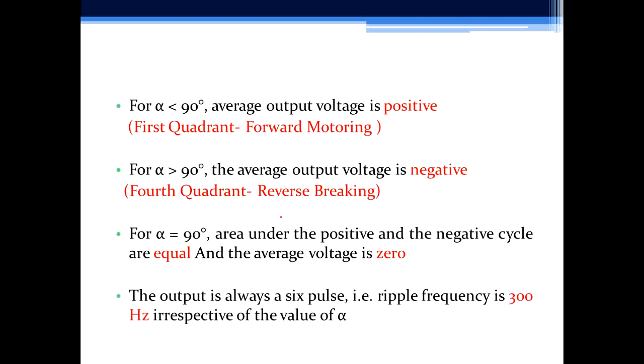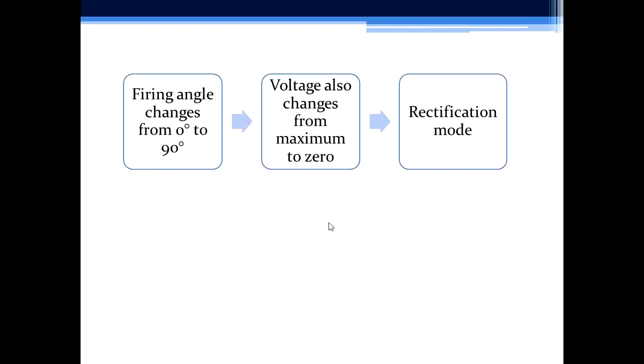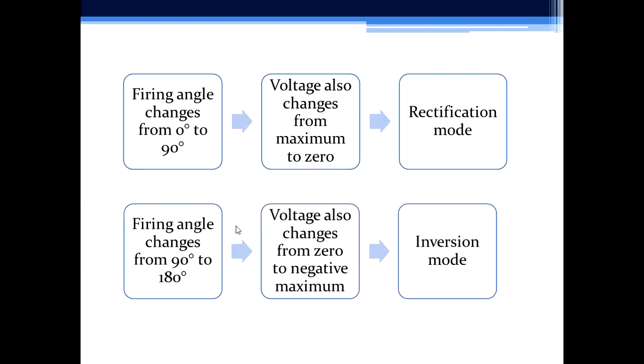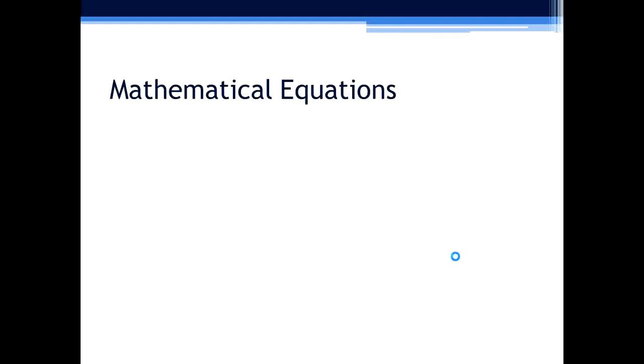The output has a ripple frequency of 6 times Fs. If input has a frequency of 50 Hz, output will have a frequency of 300 Hz. So these are the modes. Firing angle changes from 0 to 90 degrees, voltage changes from maximum to minimum. This is rectification mode. Firing angle changes from 90 to 180, voltage changes from 0 to negative. This is called inversion mode.